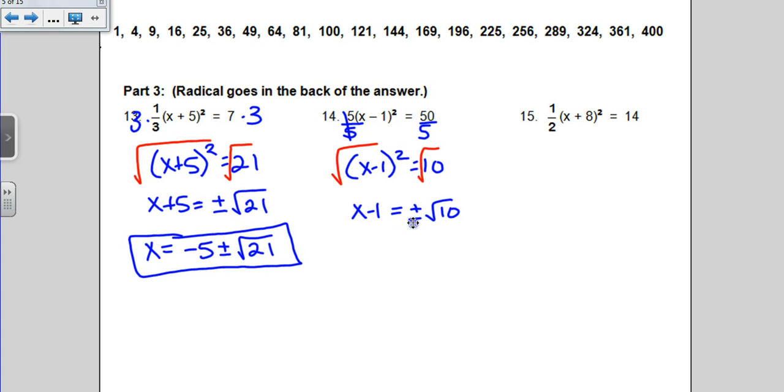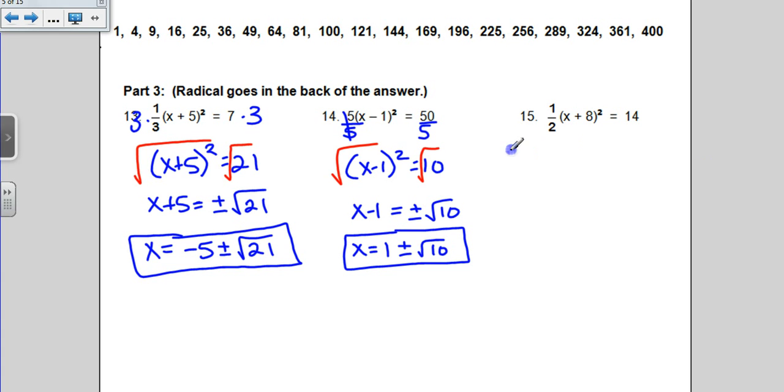And then your final answer is just to add this 1 to the other side. So it becomes x equals 1 plus and minus the square root of 10. There are two answers there. They're just really gross decimals if we typed it in, so we're going to leave it in exact form.